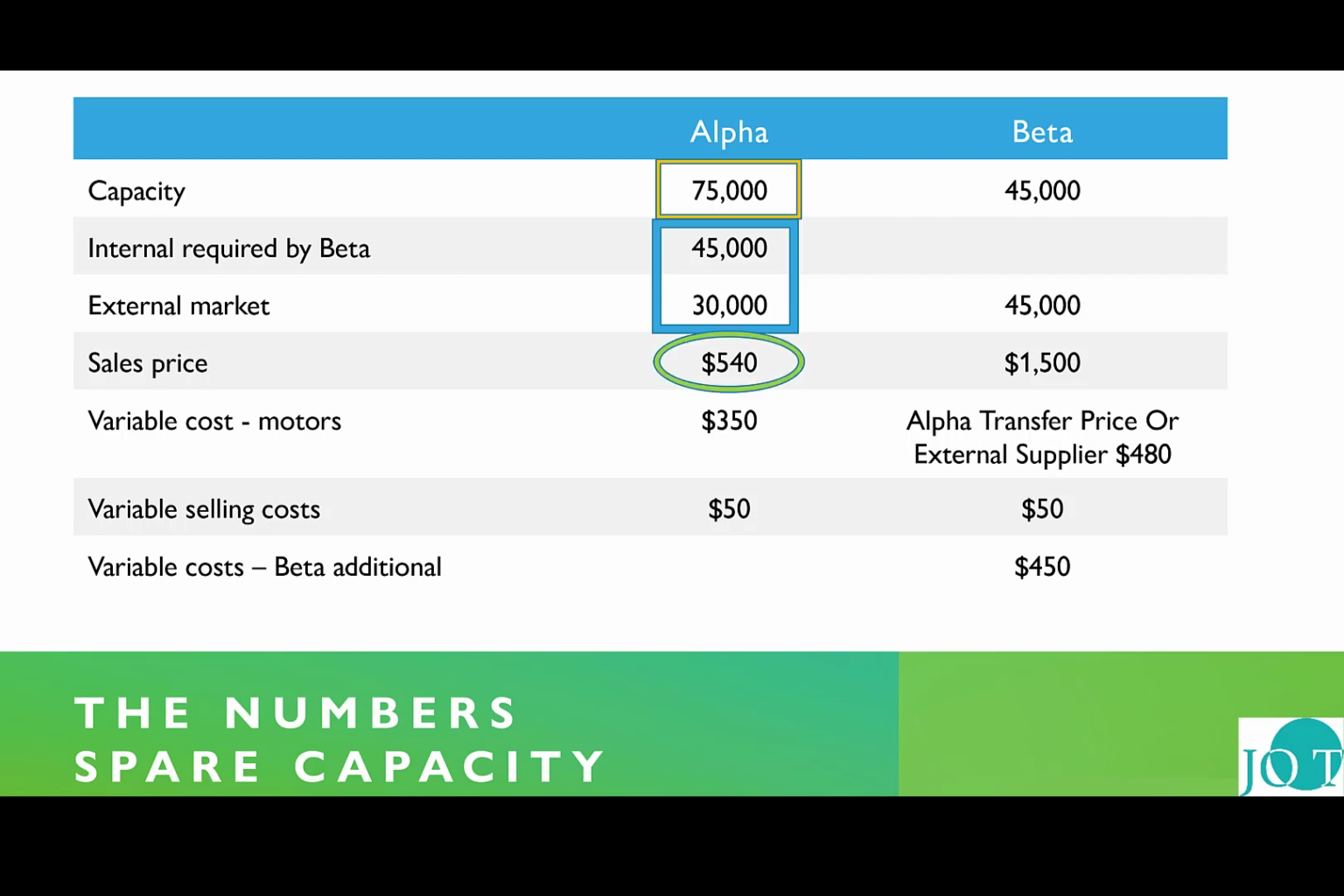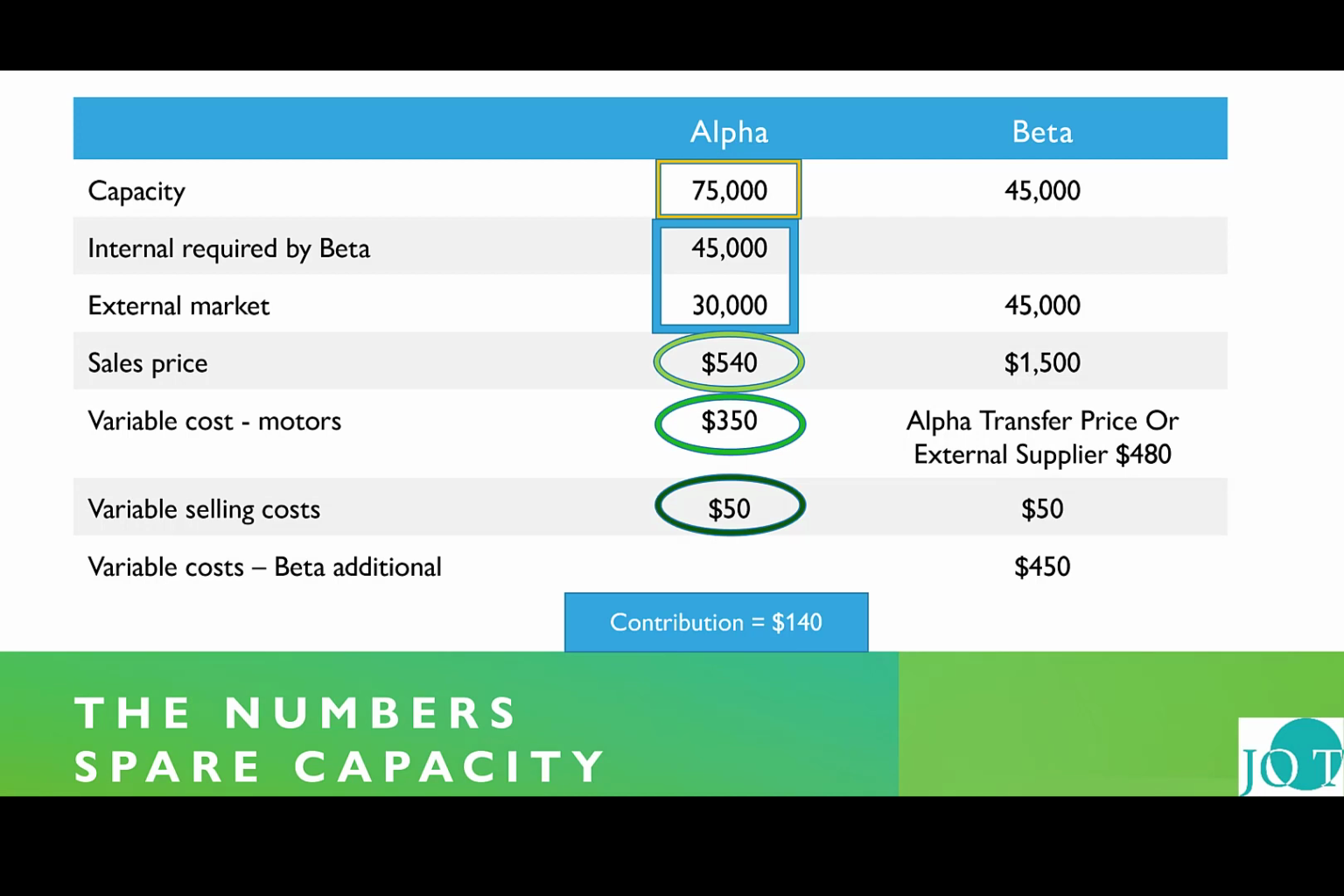The sales price is £540 and that's what it can do to sell externally. It's got a variable cost of making those motors of £350, but it's got variable selling costs of £50 to sell externally, not internally to Beta. Overall, there's a contribution of £140 for external sales per motor.